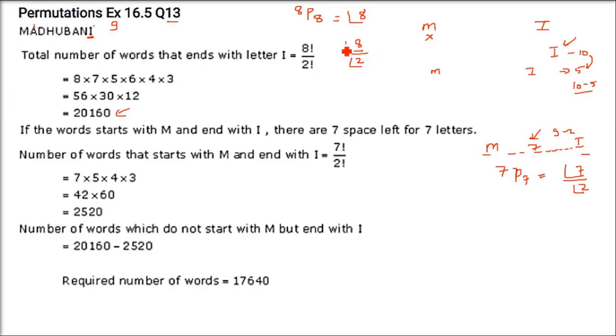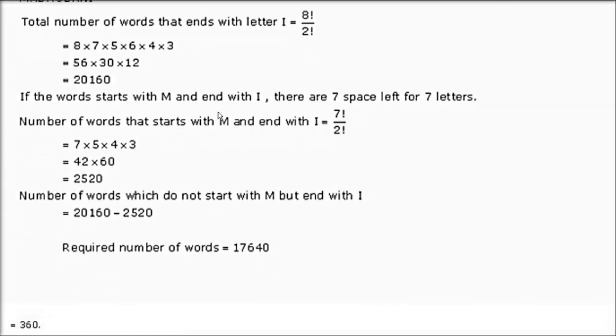So now we have got the 2 things we discussed earlier: ending with I is the first thing, and starting with M and ending with I is the second thing. Now we subtract them. So what do we get? We get those which do not start with M and end with I. You subtract these 2 numbers and you are going to get 17,640.